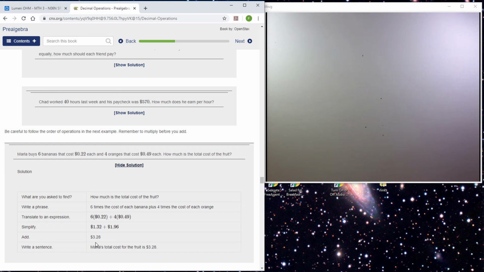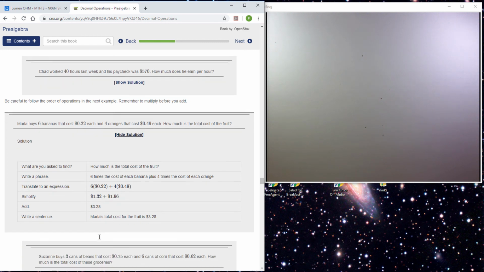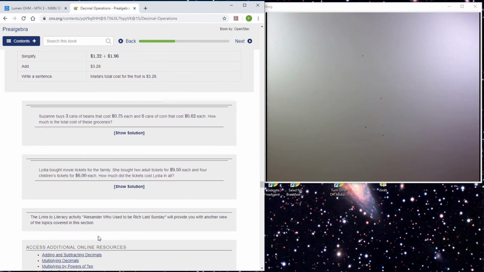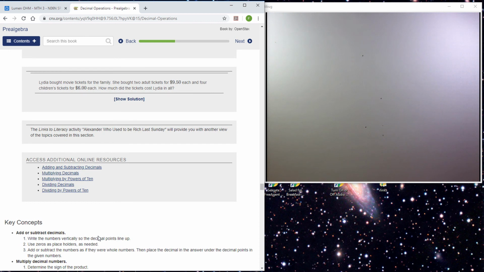Now, when you have these types of problems here, it's a good idea to set up the problem on paper so that gives you something to look at as a guide. Don't try to carry it all in your head, because you've got multiplication going on here and addition going on here. So the total cost is $3.28. And that is the end of 5.2.